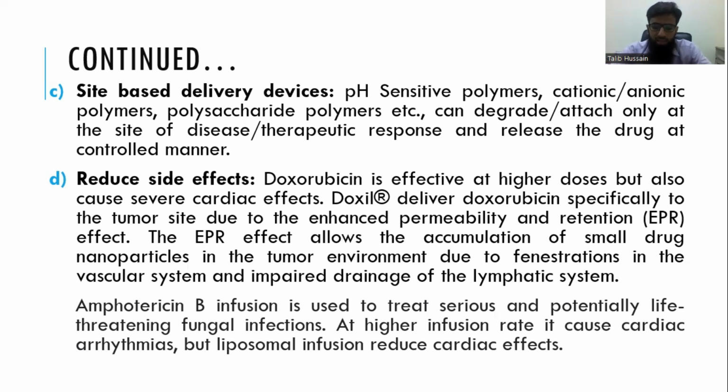Similarly, amphotericin B is an antifungal drug and can be used to treat serious and life-threatening fungal infections. We require higher doses of amphotericin B to cause fungal inhibition. So a higher infusion rate is required. When we increase the infusion rate of amphotericin B, it causes cardiac arrhythmias, which is also life-threatening. So to treat a life-threatening disease, we are actually producing a side effect, which is also a life threat. So amphotericin B's use should be minimized.